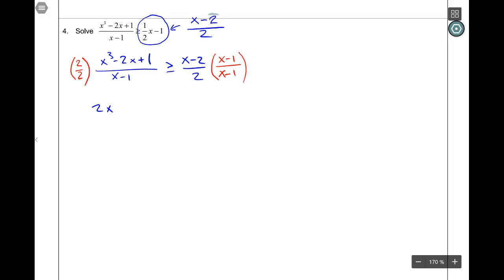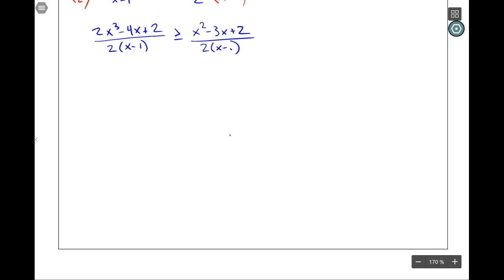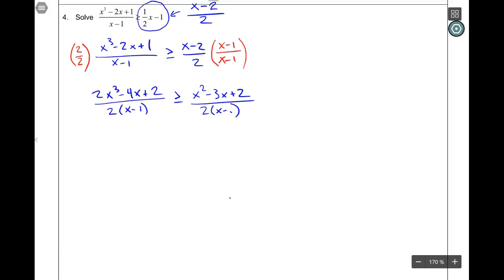We get 2x cubed minus 4x plus 2 all over the quantity 2 times x minus 1. And we want to see when that's greater than or equal to x squared minus 3x plus 2 all over 2 times quantity x minus 1. Okay, so what now?